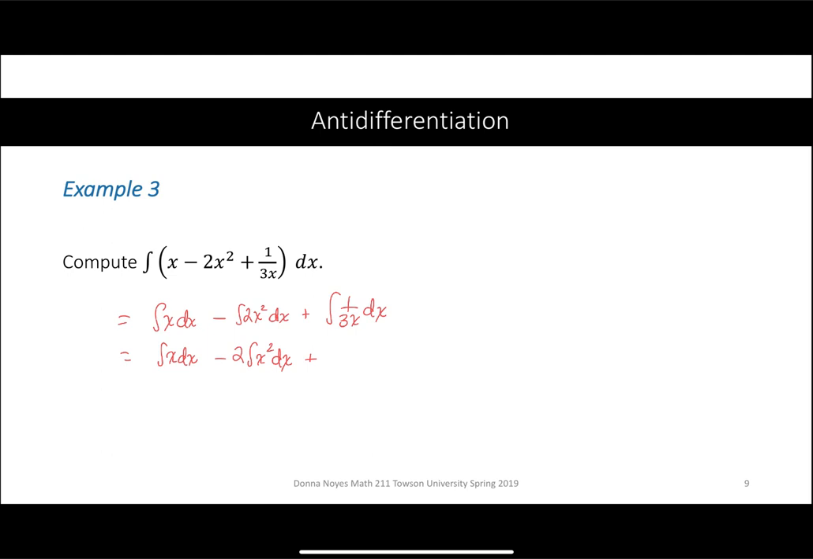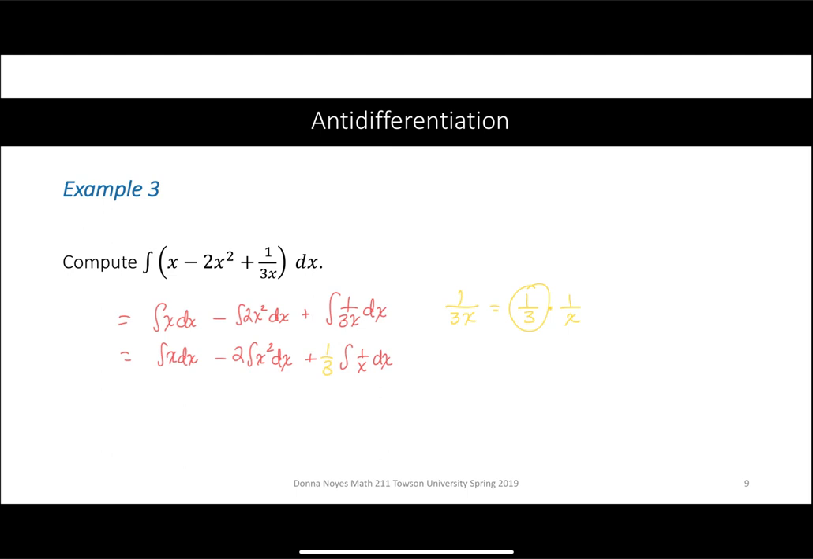What's not obvious is, what is 1 over 3x? Well, 1 over 3x, we can break into 1 over 3 times 1 over x. And if that's the case, we can pull this 1 over 3 to the outside of the integral, and we'll have 1 over x dx on the inside.